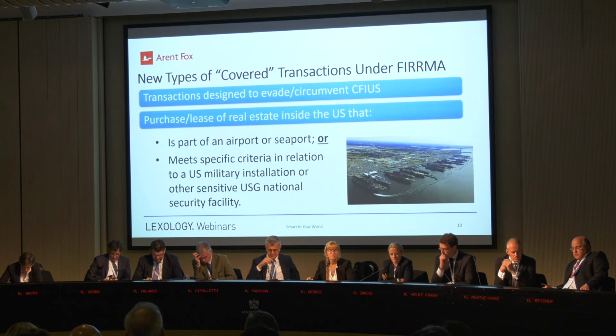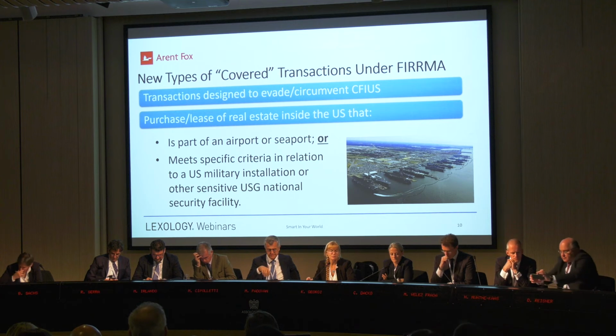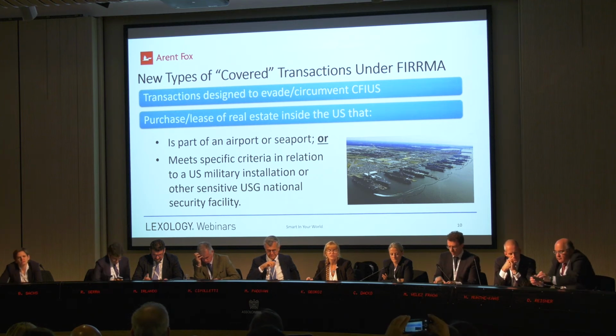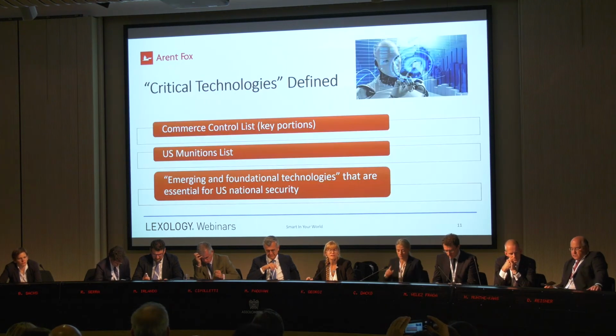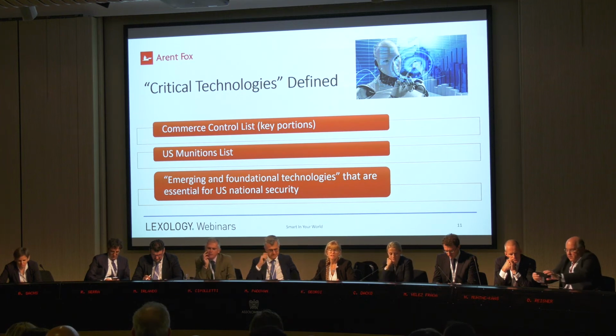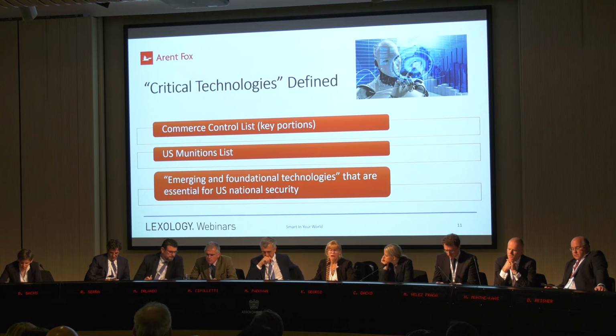Let's see. We've talked about this. Real estate, it was if it's part of an airport or seaport, or if it's close enough to a U.S. military institution. Critical technologies is a useful thing to define. What it is is export controlled information that's either on the U.S.